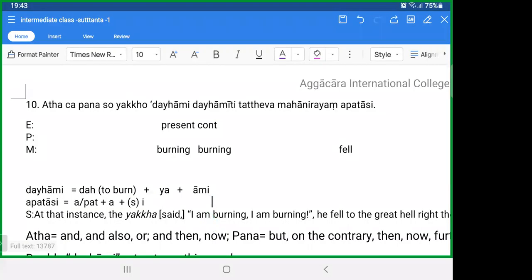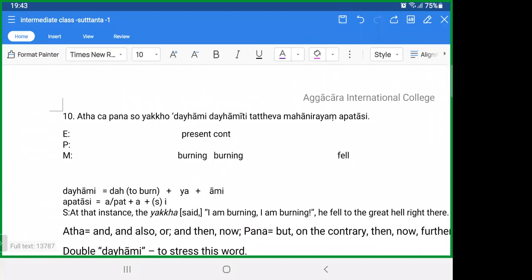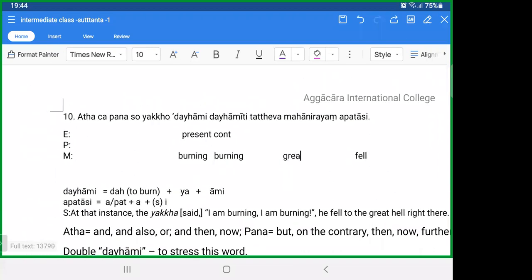Okay, so thanks, Brother Ong. So next student, anybody? How about Hoi Gan Lao? You want to try anything? Yes? I think the Maha Nirayam is a great help. Okay, great help. So what do you think it is? Is it subject or object or what?